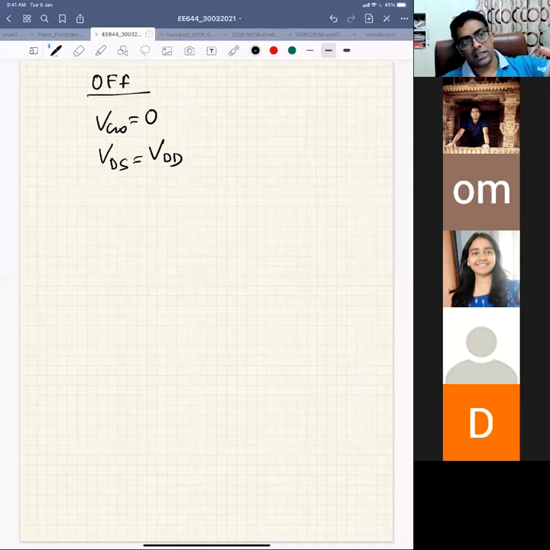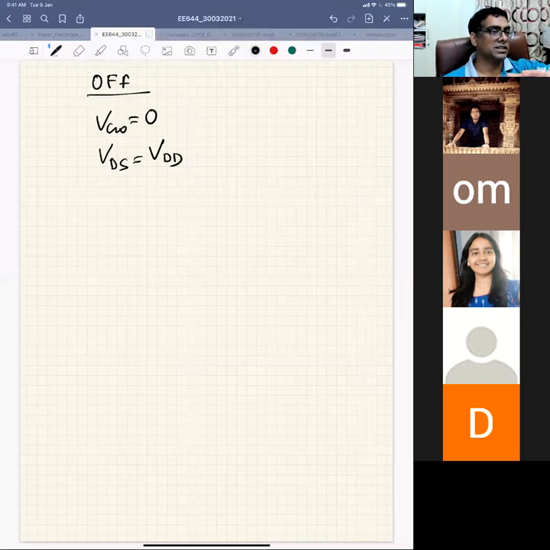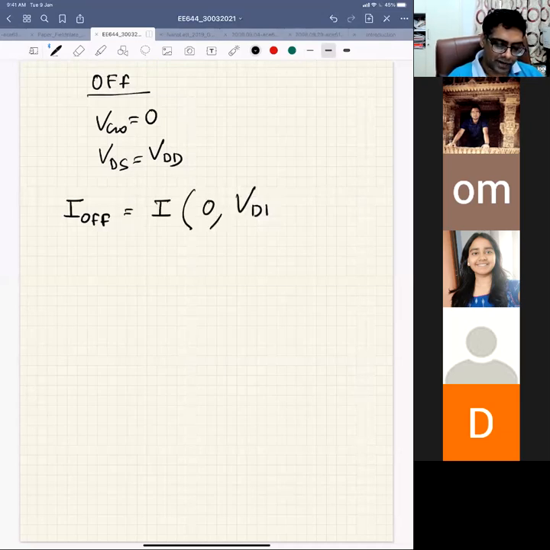Off state of the transistor, because in most of the circuits you see, when your VGS is equal to 0, that means your transistor is off. But VDS is not any VDS, right? VDS is mostly VDD, because when the transistor is off, it has to support the whole VDD across it. So your off current is nothing but the current when your VGS is 0 and VDS is VDD. This is a very important definition.